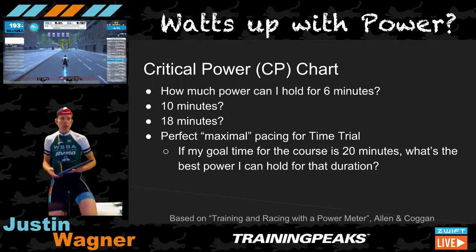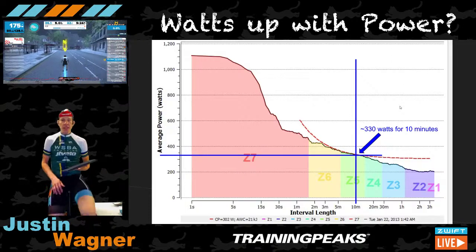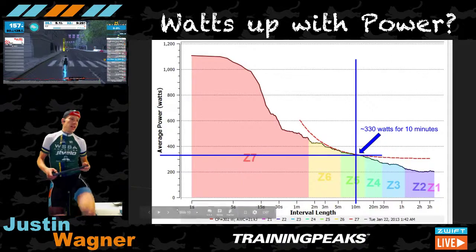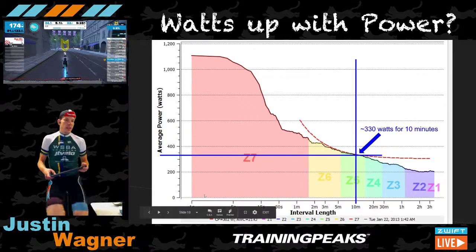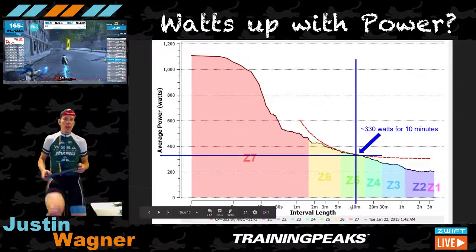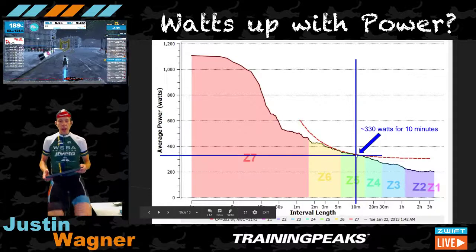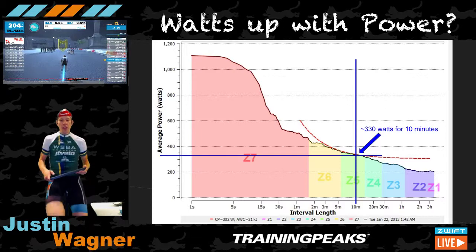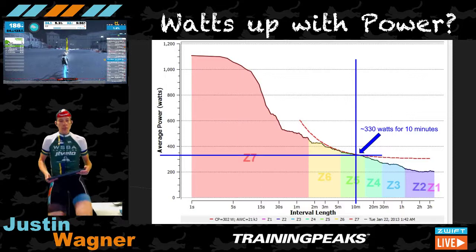So what do I mean by that? Let's go one more step to this graph. So this is what a critical power chart looks like. This critical power chart shows you on the vertical axis the average power for duration in watts, and the horizontal axis is the duration in time. So if we follow this blue line up from 10 minutes to where it intersects the graph and follow it to the left, you can see this person's power curve. They can hold approximately 330 watts for 10 minutes.